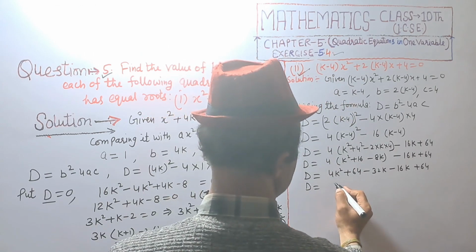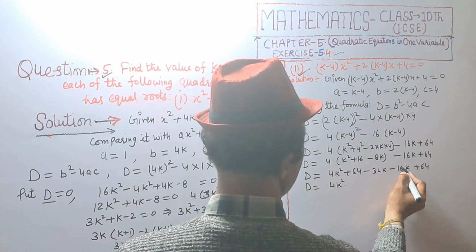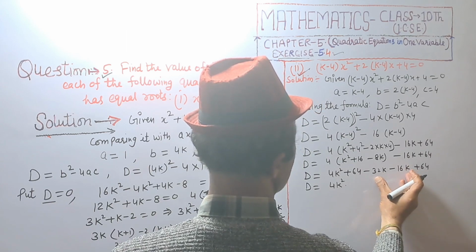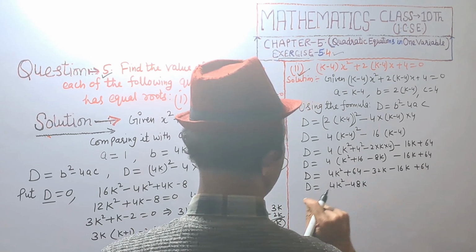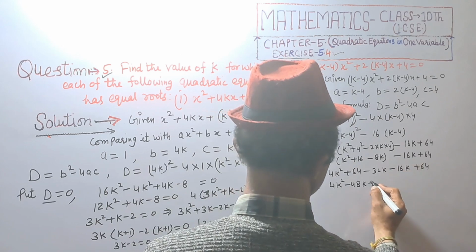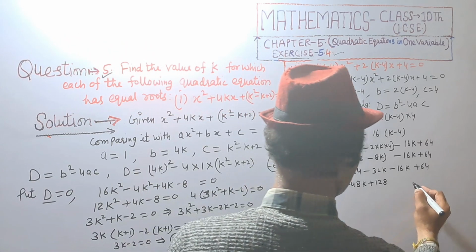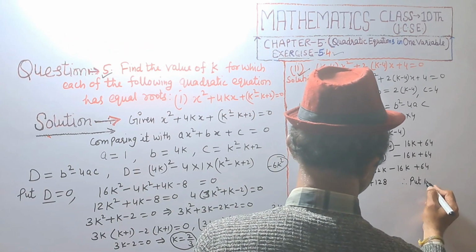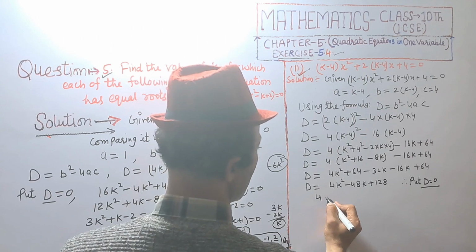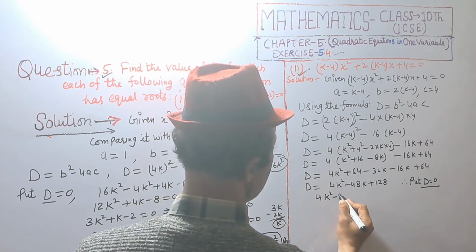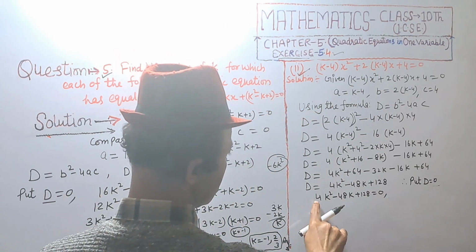D is equal to 4k square minus 32k minus 16k, that is equal to minus 48k, and 64 plus 64 is equal to 128. To find the value of k, put D is equal to 0, discriminant equal to 0, that is 4k square minus 48k plus 128 equal to 0.